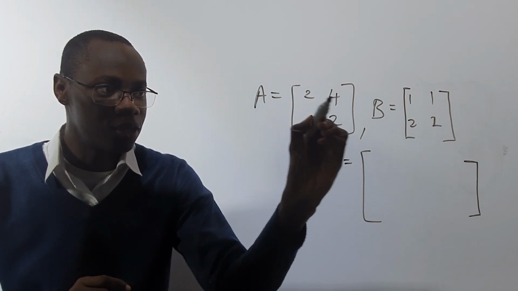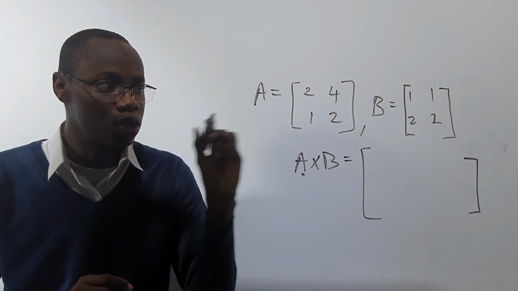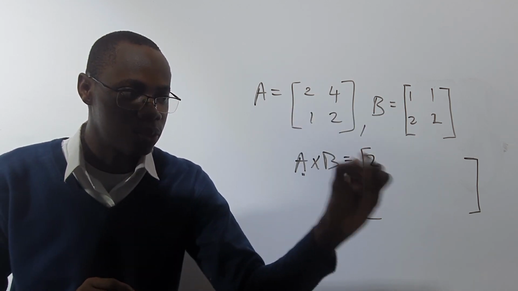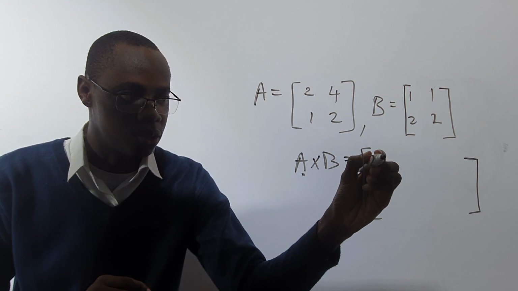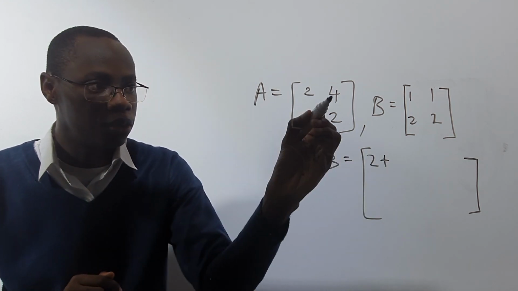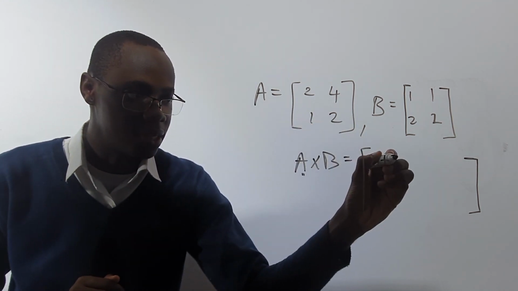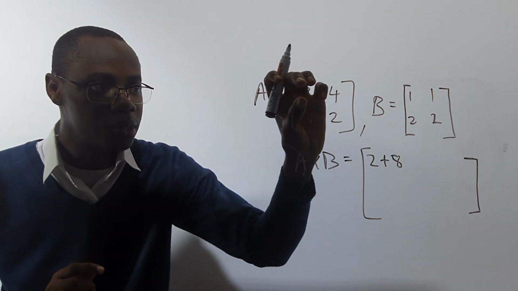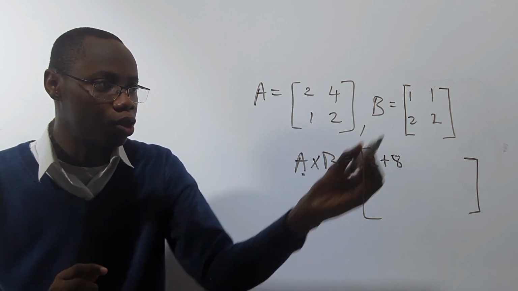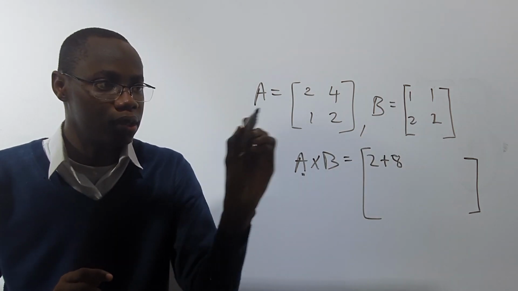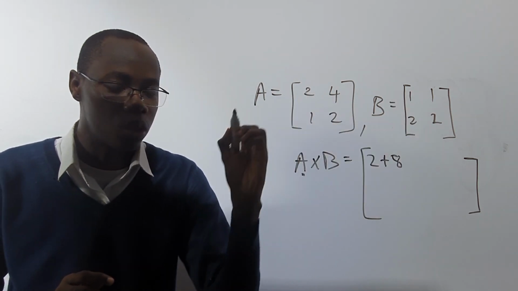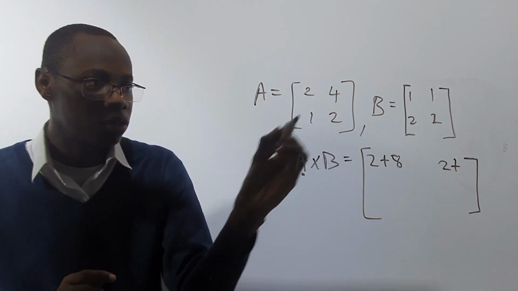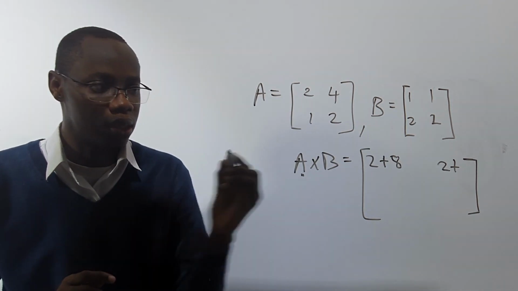So take this first row and multiply it by this column. Let's do it together. 2 times 1 is 2, plus, that's the procedure, you add, 4 times 2 is 8, and that is all with the first one. Now we'll move again, take this same row and multiply it by the next column. That will be 2 times 1, that is 2, plus 4 times 2 again, that is 8.